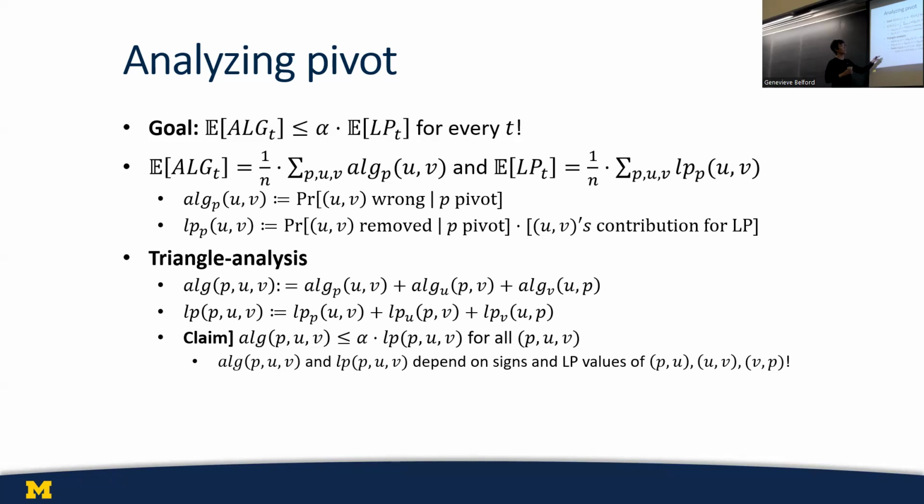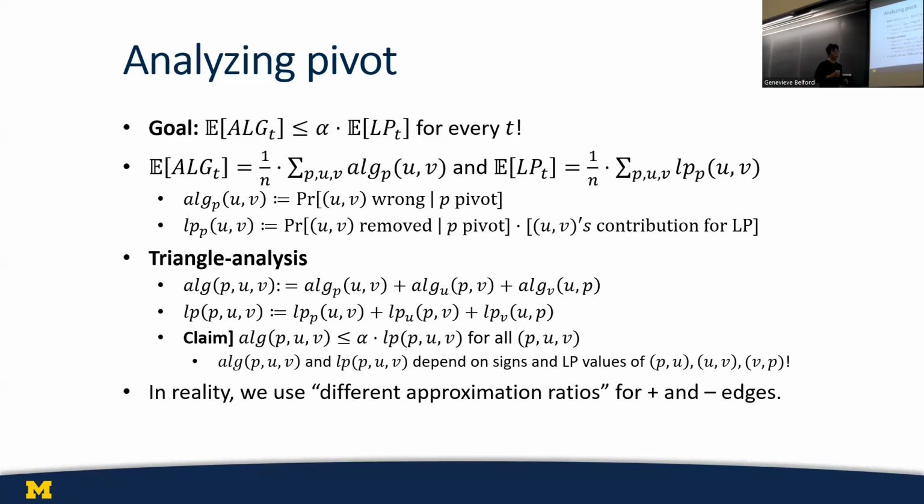This holds for any possible triangle PUV. Proving this shouldn't be too much of a problem, because we are only looking at one triangle PUV, and triangles are determined by their signs and their LP values. So it's just a constant-variable claim. It's technical to prove, but in principle we can prove it.